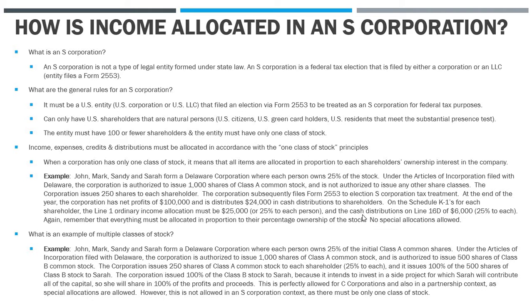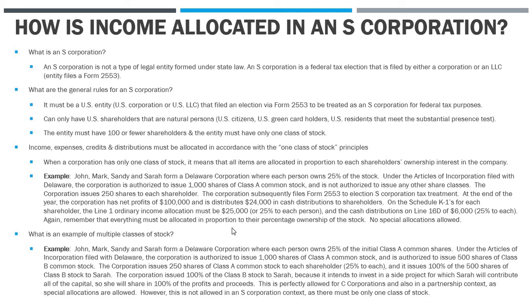It's got to be 25% per person because that's how much stock each person owns. And then in addition to that, line 16D, which shows the amount of cash that's distributed to each person, has to be 25% of the total. So if you had 25% of 24 grand, $6K to each person. That has to be the way you allocate all of these income items and distributions, right? No special allocations are allowed.